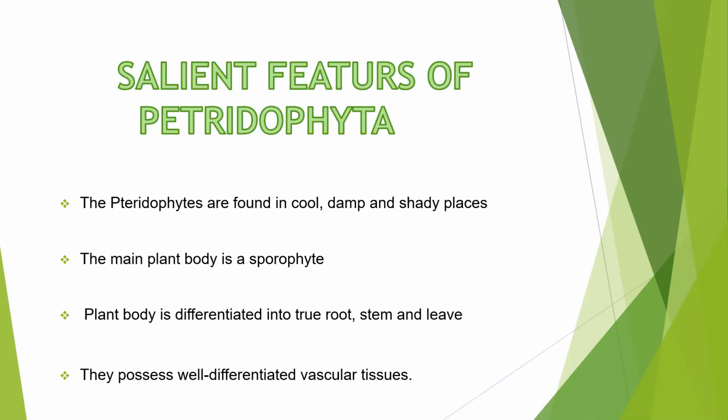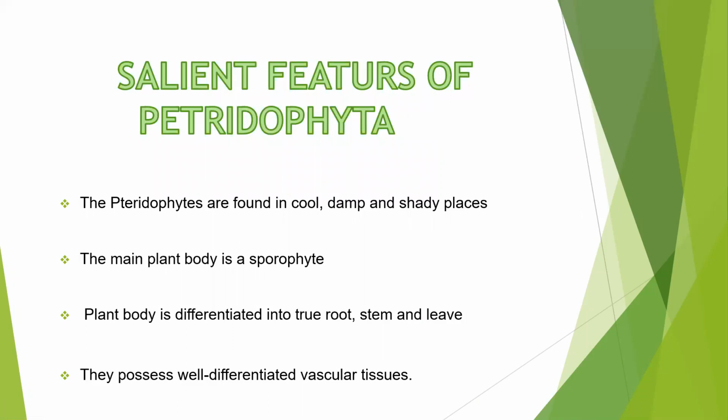Now let us see the salient features of Pteridophyta. Pteridophytas are found in cool, damp and shady places. Their main plant body is sporophyte. Children, you must remember that in Thallophyta and Bryophyta, the main plant body was gametophyte, whereas in Pteridophyta, the main plant body is sporophyte.